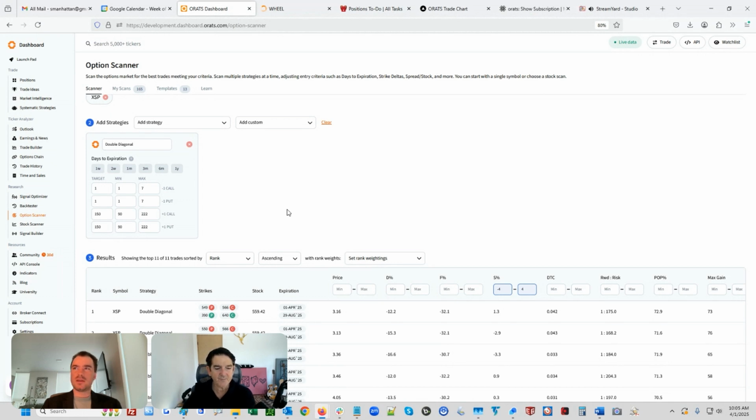Right. It's funny that there's kind of a name for that, because at that point you're kind of just trading a bunch of different options at the same time. Yeah, it seems like it, but there's a method to the madness.